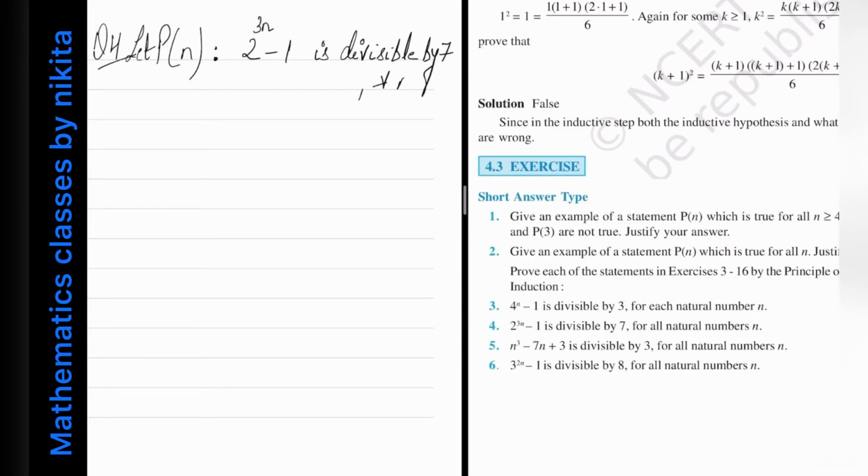For all n greater or equal to 1. ठीक है, मैंने इस स्टेटमेंट को नाम दे दिया p of n. Now the base case, so base case कहाँ से स्टार्ट होगा 1 से. So base case is p of 1. Now what is the base case?